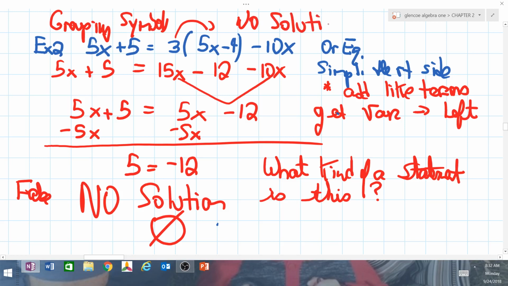So let's just review one more time. You solve the whole problem. You get to the last step, and you have 2 different things on each side, and there's no way that 5 could equal negative 12. If you get something like 0 equals 6 or 10 equals negative 1, your answer every single time, you're not going to put false, but you're going to put what, class? No solution. Does anyone have a question on this?